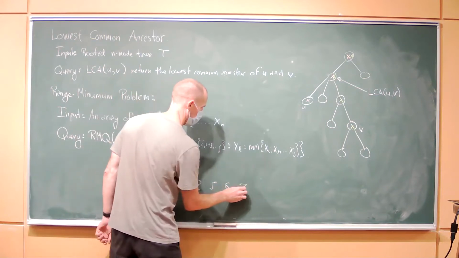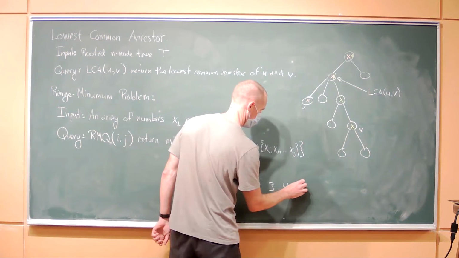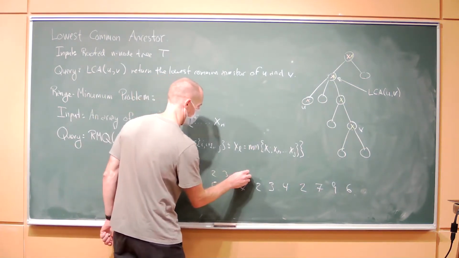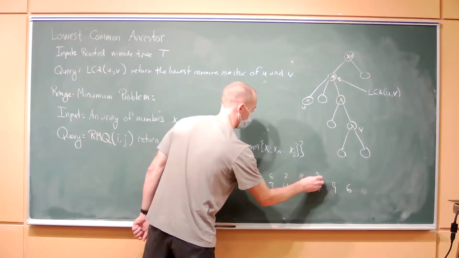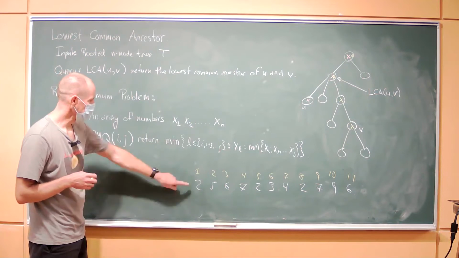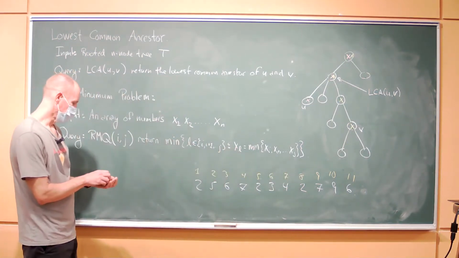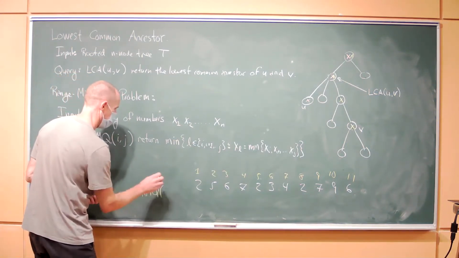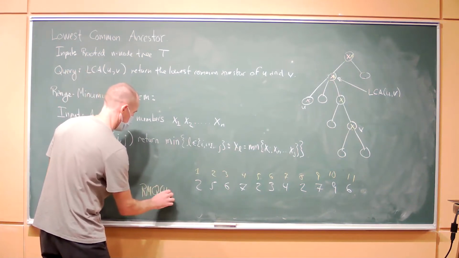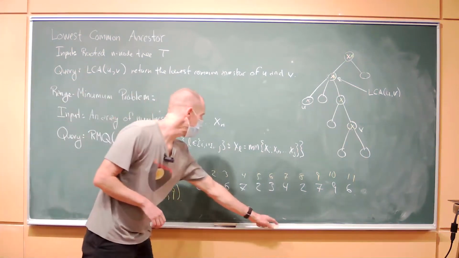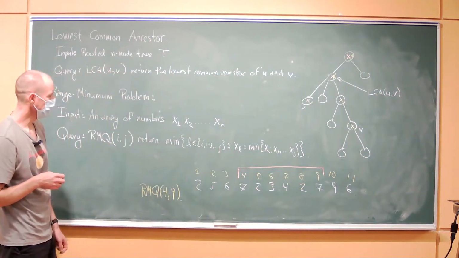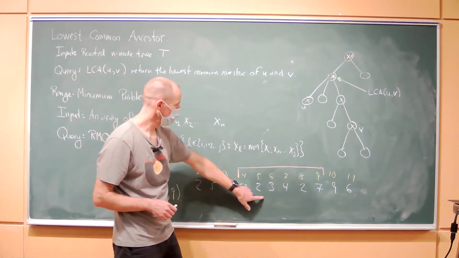So for instance, if this is my array, x1 through x10, and so these are the values stored in the array. You give me some range minimum query like, let's say, 4 to 9. So that refers to this subarray starting at index 4 and up to and including index 9. And you're supposed to find the minimum value in that array.